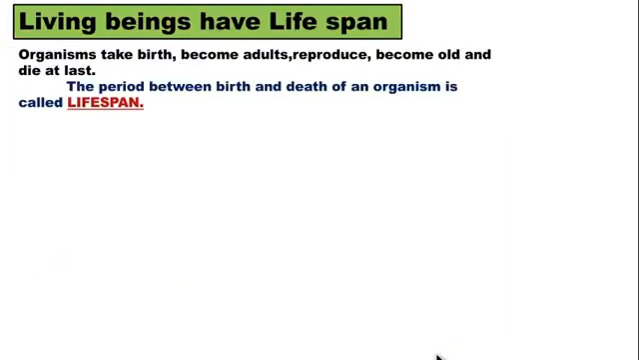So the next point, living beings have lifespan. Organisms take birth, become adults, reproduce, become old and die at last. Isn't it, children? Yes. So living beings have lifespan. So what is that lifespan? The period between birth and death of an organism is called lifespan.